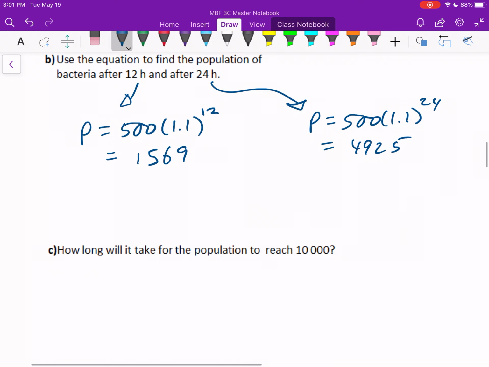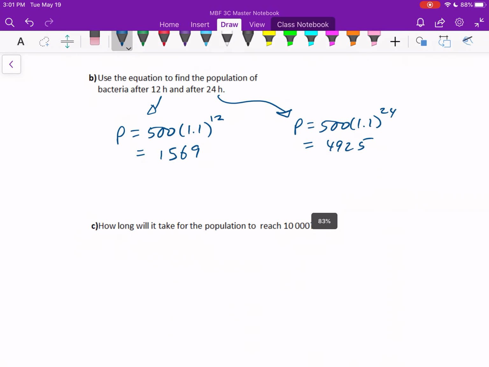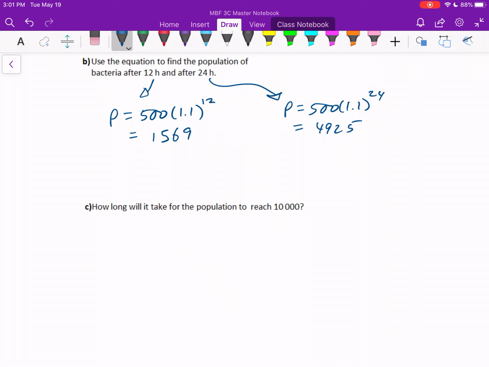How long will it take for the population to reach 10,000? After 24 hours, we saw that it was about 5,000. So maybe it'll take another day to get to that amount. But I think that, being exponential, it's going to grow a little bit faster than that. The way we can work it out is we can put that value in for p into our equation. And now we have to solve it for h.